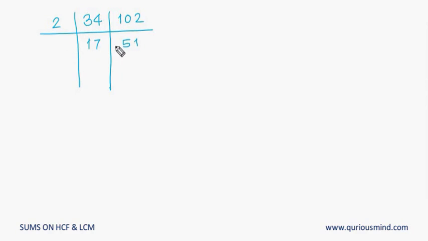What about 5? Even 5 is not a common factor. What about 7? 7 is not a common factor. We don't have 11 as a common factor. And the next prime number is 13. We don't have that as a common factor. And the next prime number is 17. Do we see 17 as a factor?